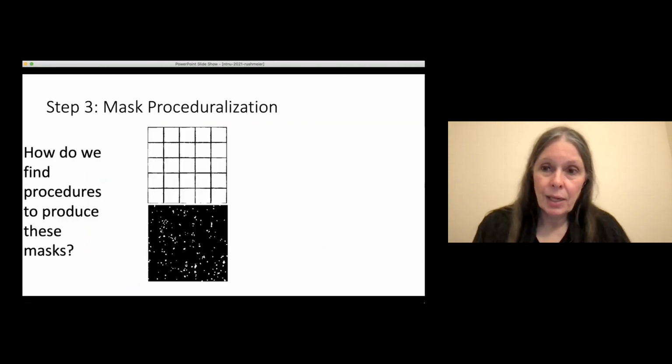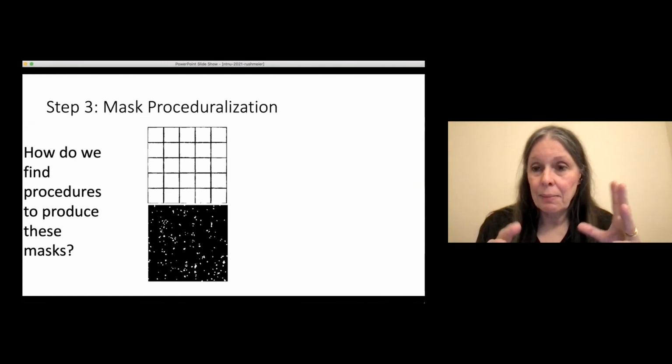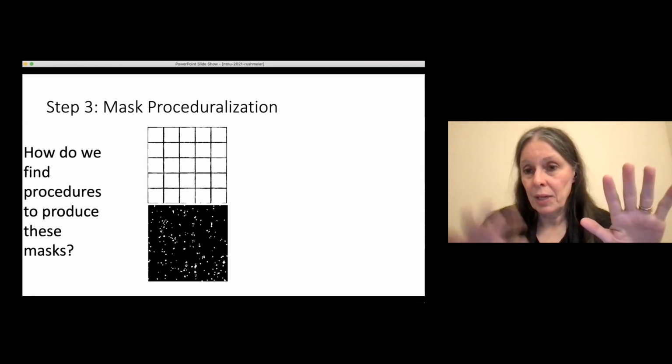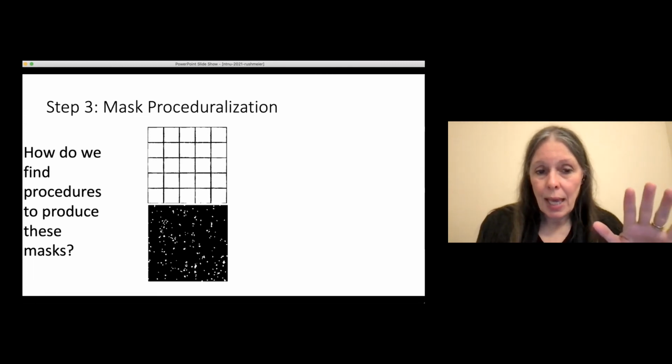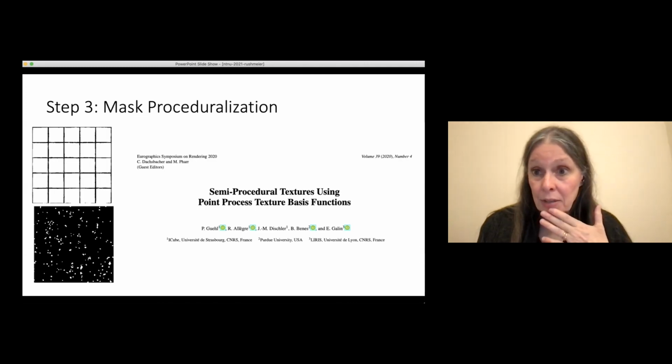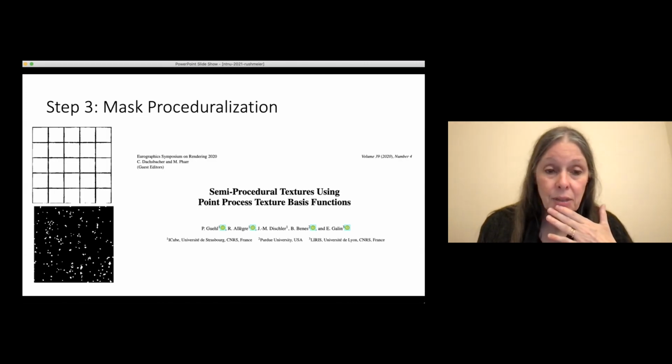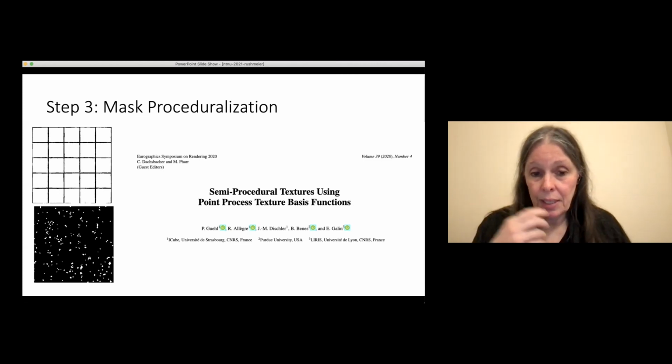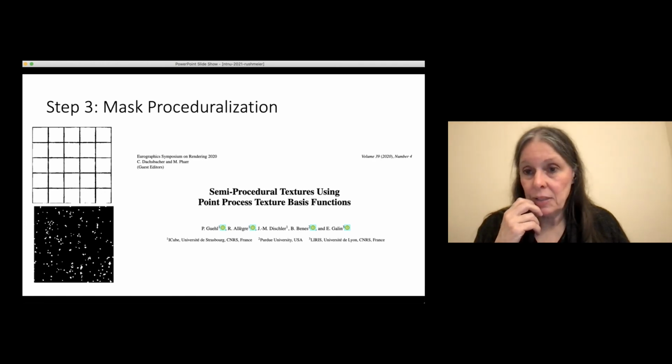Now, so we have models for each of the leaf materials, so to speak. Then we need to proceduralize the masks that separate material 1 from material 2. And to do that, we were inspired by this paper that came out in 2020 at the Rendering Symposium by a group in France working with Bedrick Bennis at Purdue. And they introduced this idea of point process texture basis functions.